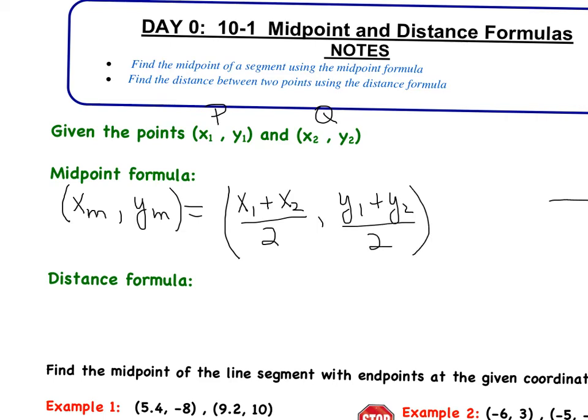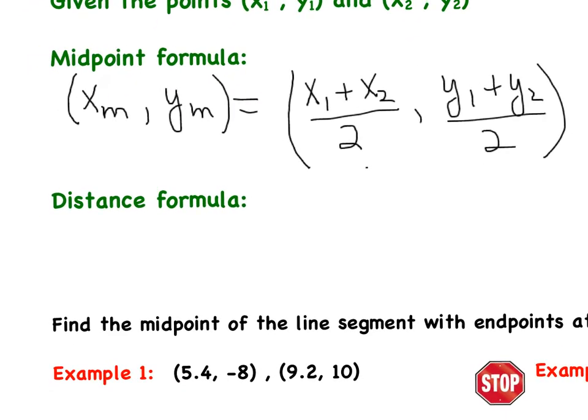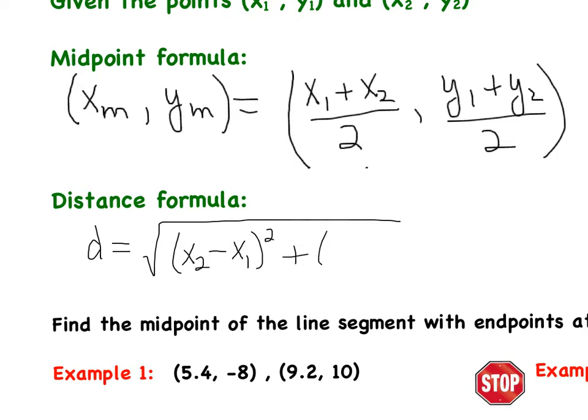The distance formula is d, distance, equals the square root of x2 minus x1 squared plus y2 minus y1 squared. So we're going to be using those two formulas in our examples at the bottom of the page, first to find the midpoint and then to find distance.